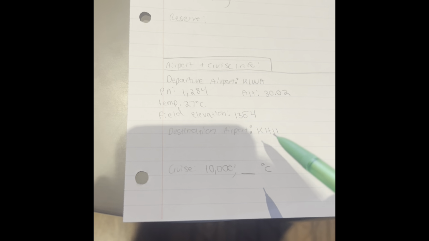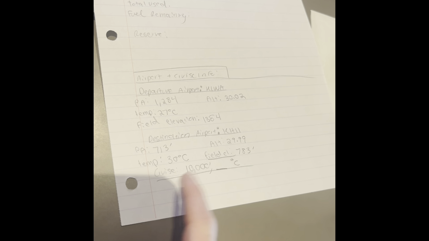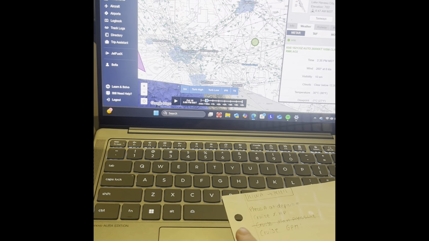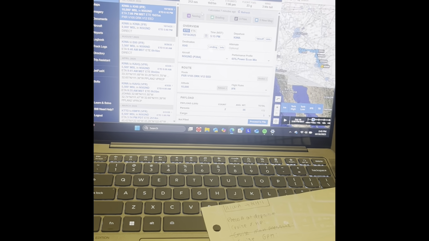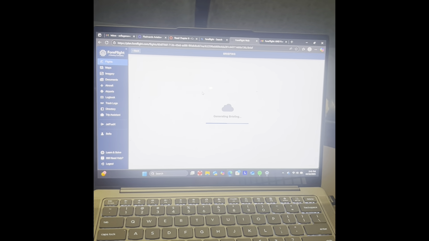Okay, so now that I have all this information about my departure airport, I'm going to find the exact same things for my destination airport, which is whatever you choose, but for mine it's Havasu. Okay, so now that I got my departure airport and my destination airport, I'm going to find my cruise temperature, which if you go to your flights, whatever loads, and then you go to briefing, then go to the winds aloft chart, and then you'll find your temperature.